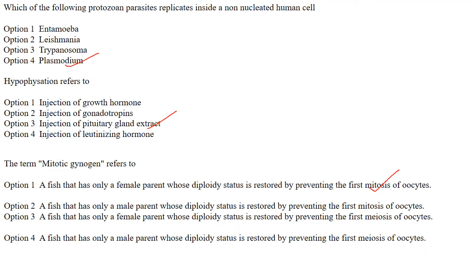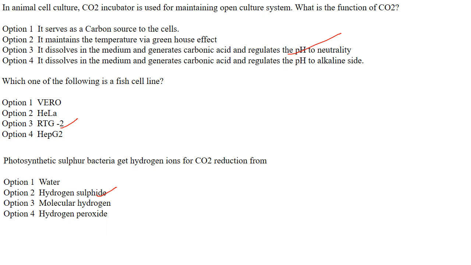The term mitotic gynogen refers to a fish that has only a female parent whose diploidy status is restored by preventing the first mitosis of oocytes. Answer is option 1. In animal cell culture, a carbon dioxide incubator is used for maintaining an open culture system. What is the function of carbon dioxide? It dissolves in the medium, generates carbonic acid and regulates the pH to neutrality. Answer is option 3. Then, which one of the following is a fish cell line? It is RTG2. Answer is option 3.